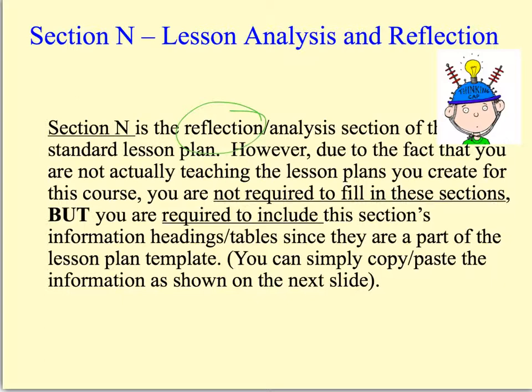Oh yes, that was a great activity, students were engaged, I will do that again. You have to fill in section N in the real world after you've taught the lesson. In this class, smiley face, you don't have to fill this in because you are not actually teaching the lesson.